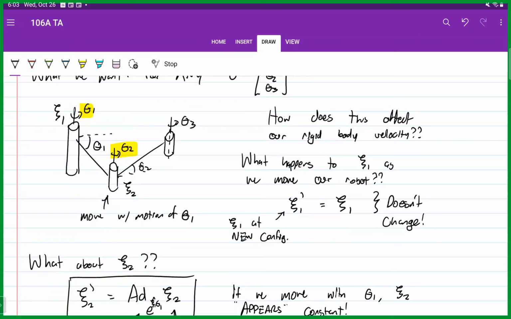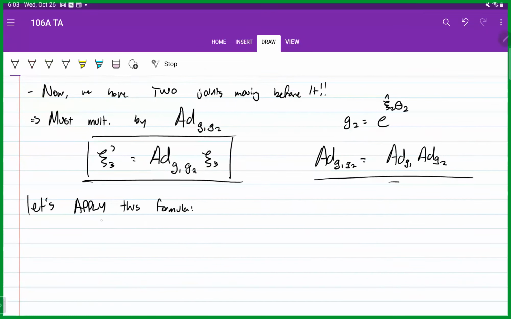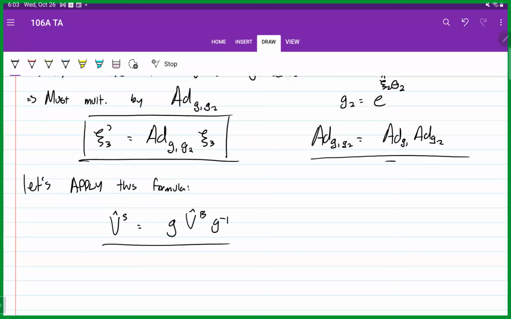Yeah. So like, you know, the adjoint of the G is G something hat. Yeah. G inverse, right? So what does the G inverse do here? Yeah, that's a good question. So in general, we have v hat spatial equals G v hat body G inverse, like this one, right? So what this is actually from is called a similarity transform.